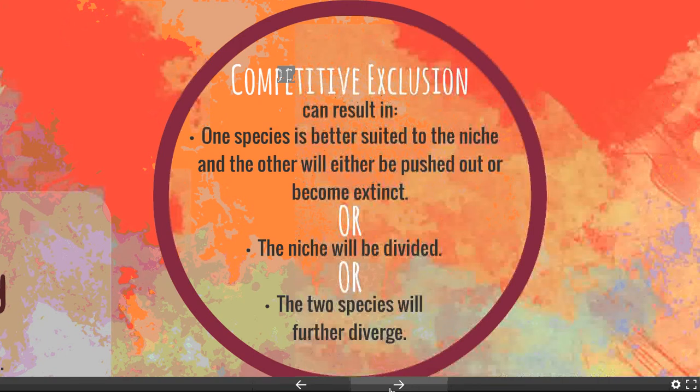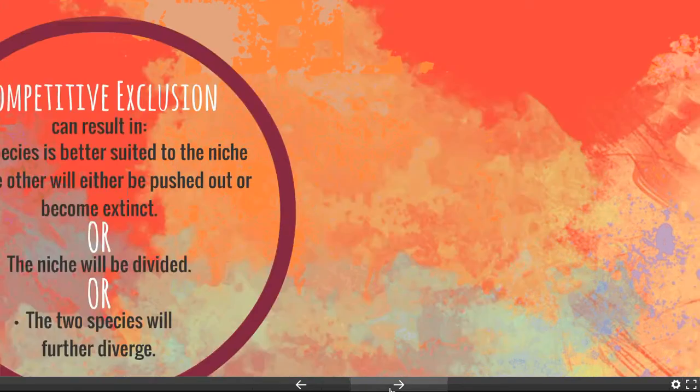With competitive exclusion, there's different things that can happen. So one species will eventually be better suited for that niche, and the other one will essentially be pushed out of that niche or become extinct. Or the niche could be divided, or the two species could further diverge from there.